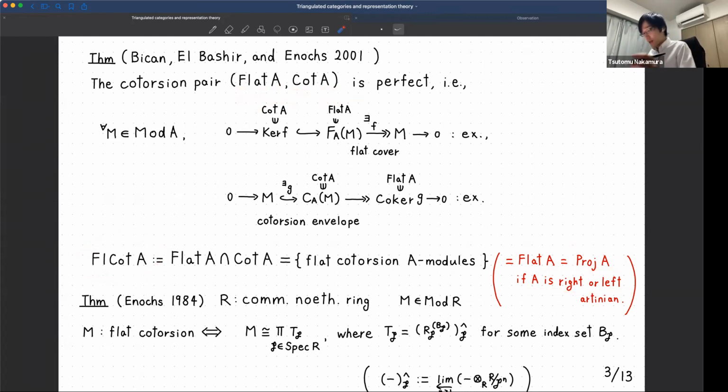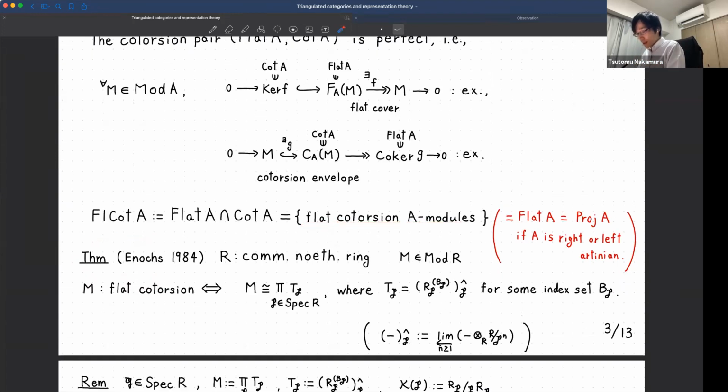The slogan of this talk is that if we want to treat module-finite algebras over a commutative Noetherian ring of positive dimension, then it is often useful to replace flat modules and projective modules by flat cotorsion modules.